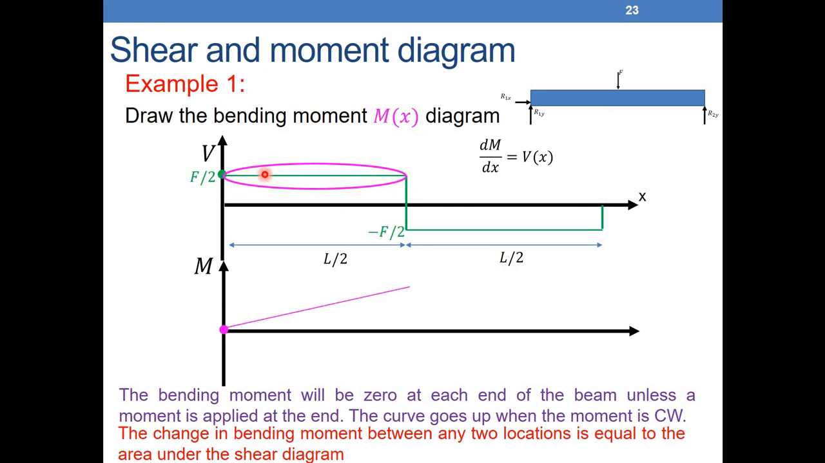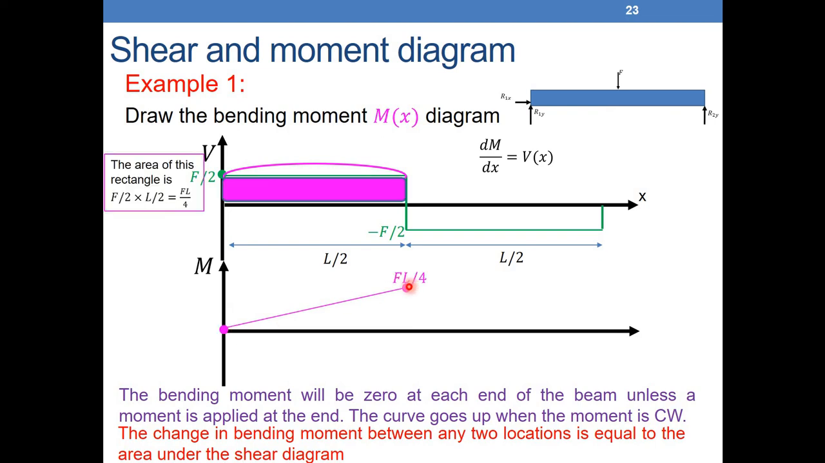It's F over 2, which is the value here, times the base. The area of a rectangle is the height times the base, which is F over 2 times L over 2, because the distance from here to here is L over 2, and the value here is F over 2. So F over 2 times L over 2 is FL over 4. So the variation between this point and this point will be FL over 4, and this point was already equal to 0, so this one will be FL over 4. That's what we did here.